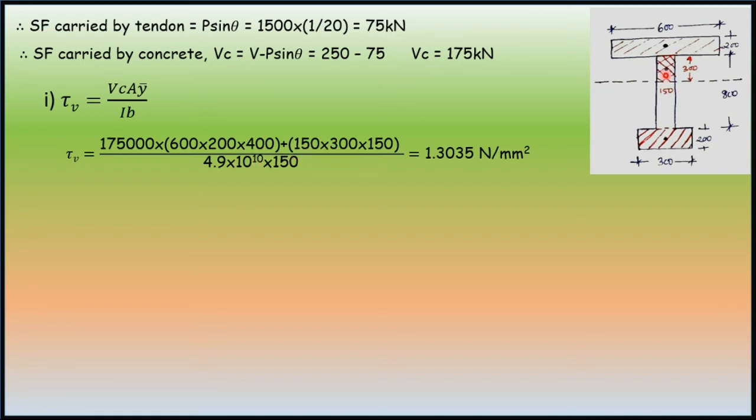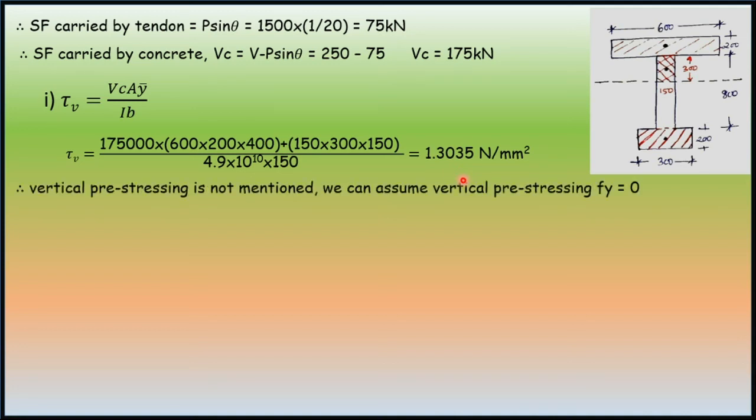And now this part of the web is 150 and 300. So half of 300 is 150. Similarly, we have to assume for the previous problem also, if you are getting any confusions. 4.9 into 10 raised to 10 into 150. So 150 is the web width at this junction that we are now considering. So we get the nominal tau v as 1.3035. You can take up to two decimals also, 1.30 Newton per mm square.